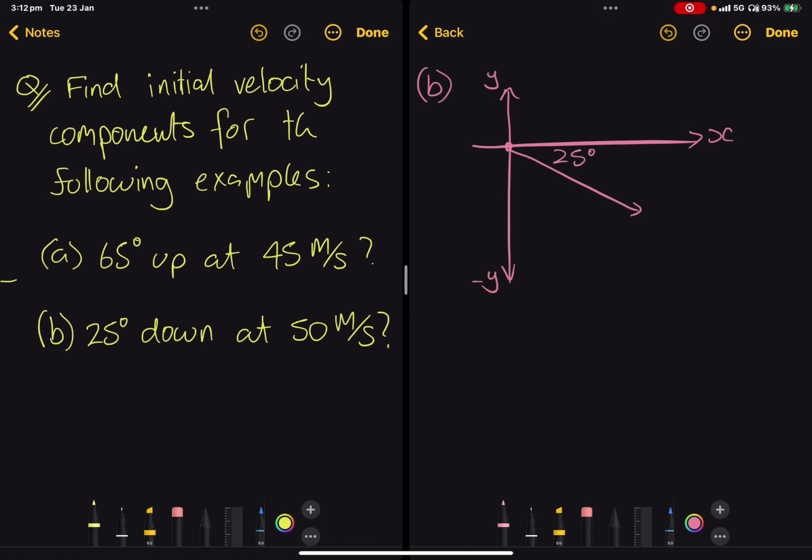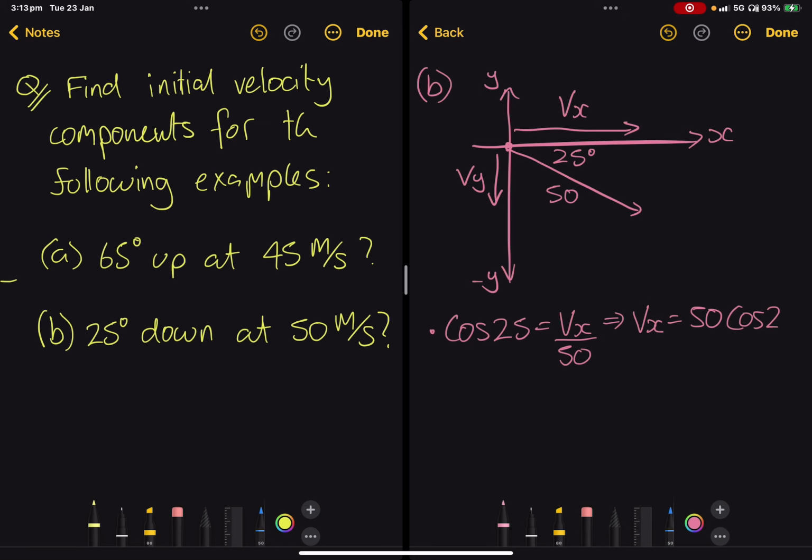So whatever our answers are, we will still have an initial velocity in x that's positive, but now our initial velocity in y will be negative. So this is 50. We need this vector and we need this vector. This is initial velocity in x, this is initial velocity in y. So we're going to use cosine to find velocity in x. Cosine of 25 is equal to v of x over 50. This means v of x is 50 times cosine 25.